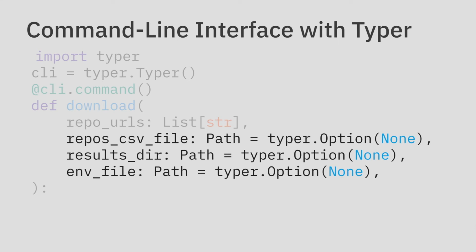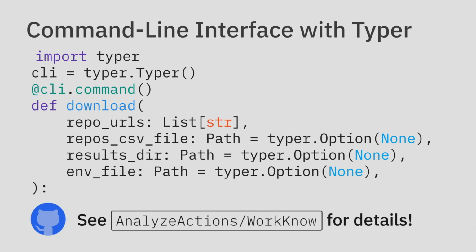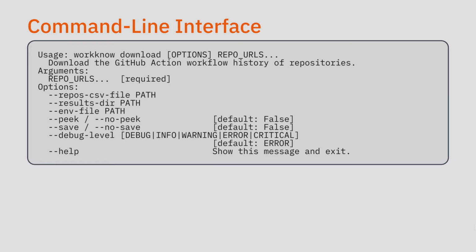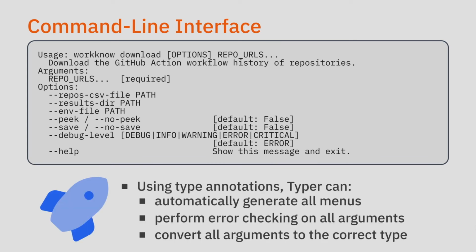The next 3 parameters are pathlib path objects to files and directories that WorkNote needs to collect its inputs and to save output. WorkNote's command line interface also accepts other arguments. Check out its GitHub repository for more details. This is what would appear in your terminal window if you typed worknote download --help. Using type annotations, Typer automatically generates all of the menus, like the one that you see here. Since Typer knows the type of each command line argument, it can perform error checking to make sure that a person definitely uses the right arguments in the right way.